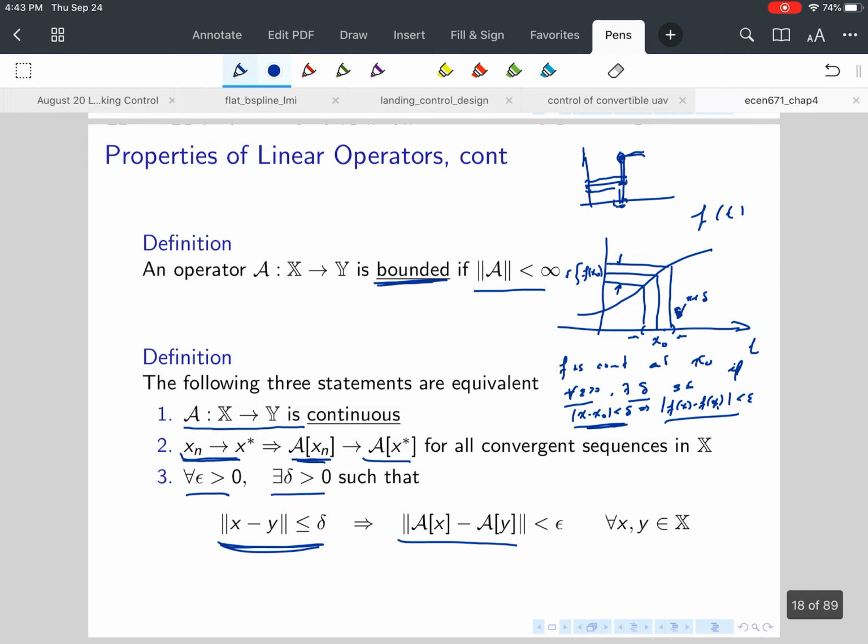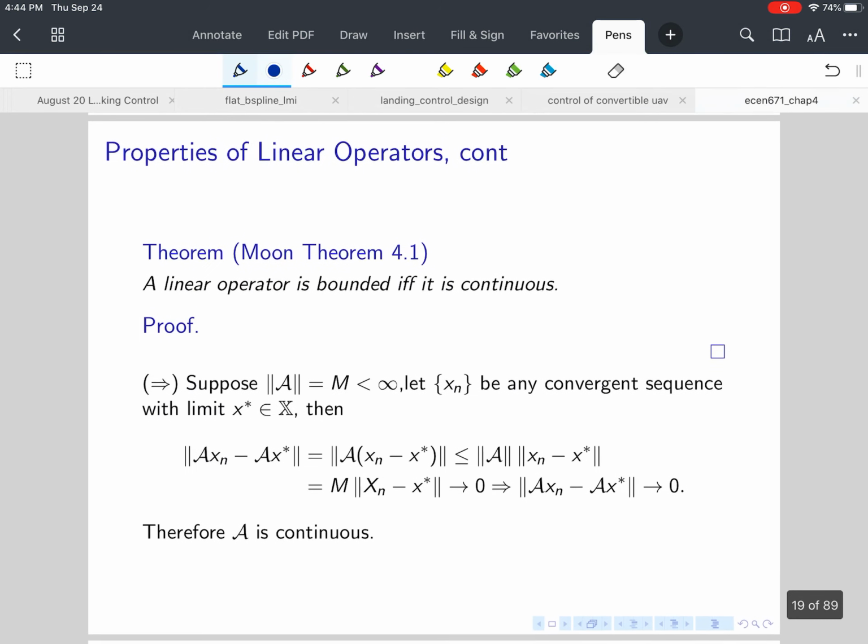So this is the same type of statement here. When x and y are less than delta, that means that the operator on x minus the operator on y is less than epsilon. So this is a nice natural extension from continuous functions to continuous operators. All right, and then we have this beautiful little theorem that says a linear operator is bounded if and only if it is continuous. Okay, so the proof, it's if and only if.